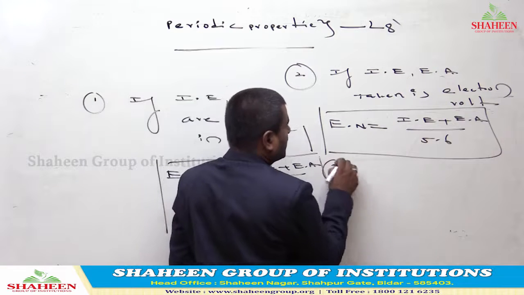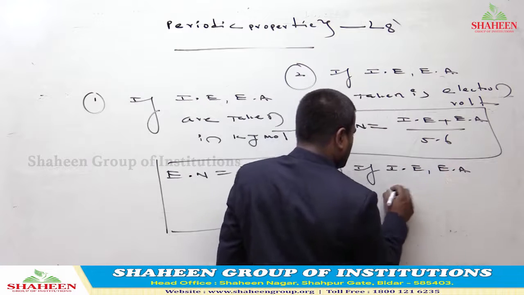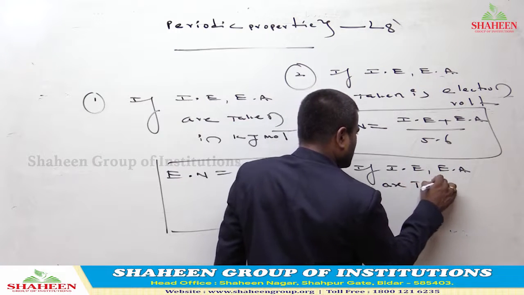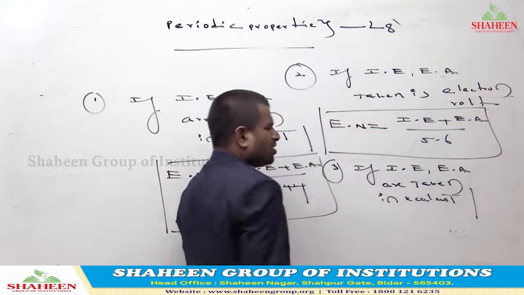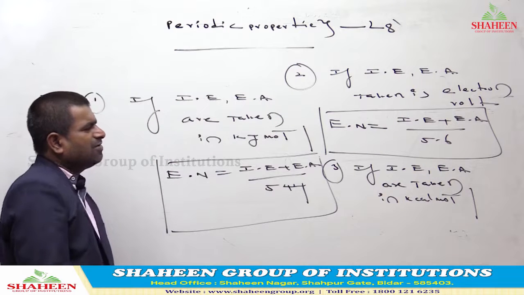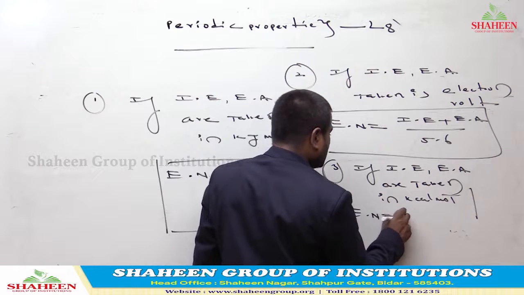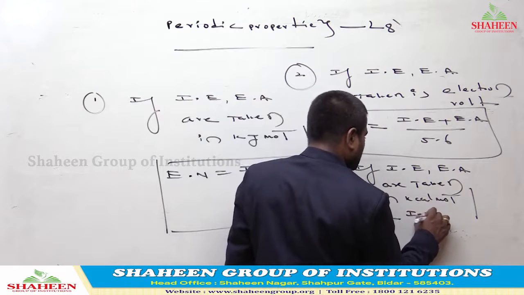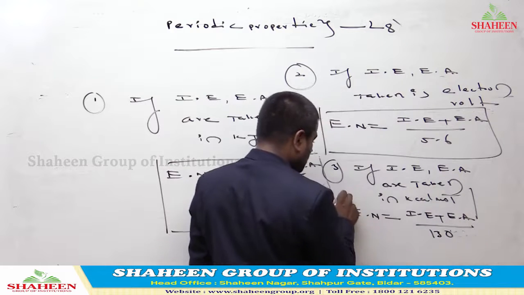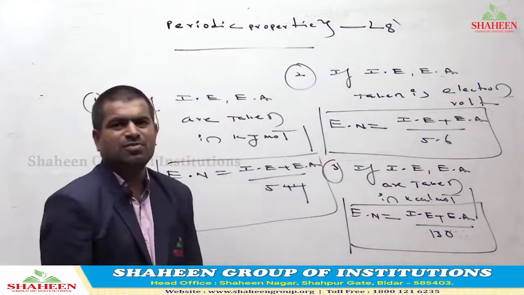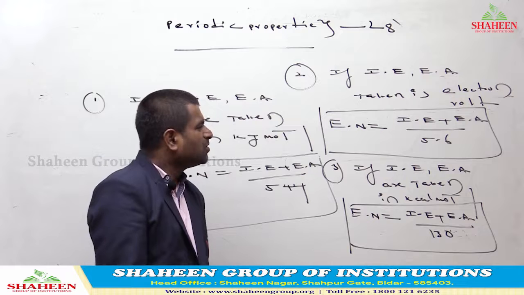One more point, the third point: if IE and EA are taken in kilocalorie per mole, then you have to use this formula: electronegativity of an atom equals ionization energy plus electron affinity divided by 130. These three formulas, remember them, they will be useful in first PUC chapter. Remember students.